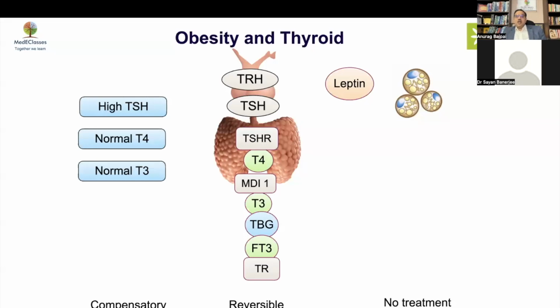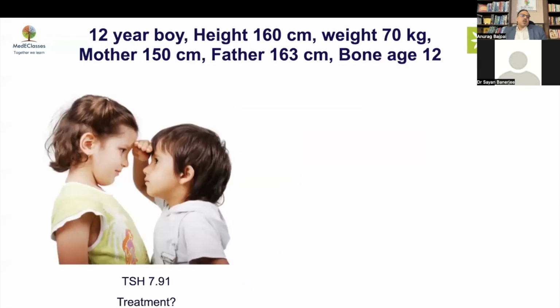And definitely, if you correct obesity, it will improve. There is no need of thyroxine unless there is a TSH which is more than 10, or there is evidence of autoimmunity in the form of TPO positivity. So we'll see this example of a 12-year-old boy whose height was reasonable, was obese, and bone age was also normal. Now, TSH was 7.91, and he was advised treatment.